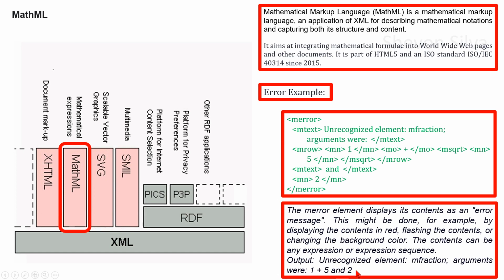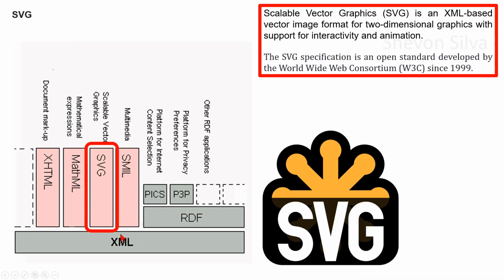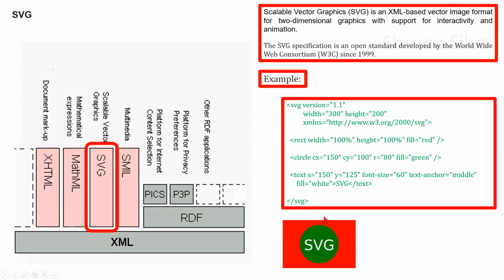Now we are considering SVG, Scalable Vector Graphics. SVG is an XML based vector image format for two-dimensional graphics with support for interactivity and animation. The SVG specification is an open standard developed by the World Wide Web Consortium, W3C, since 1999. As an example, we can consider this code segment. This is the output.